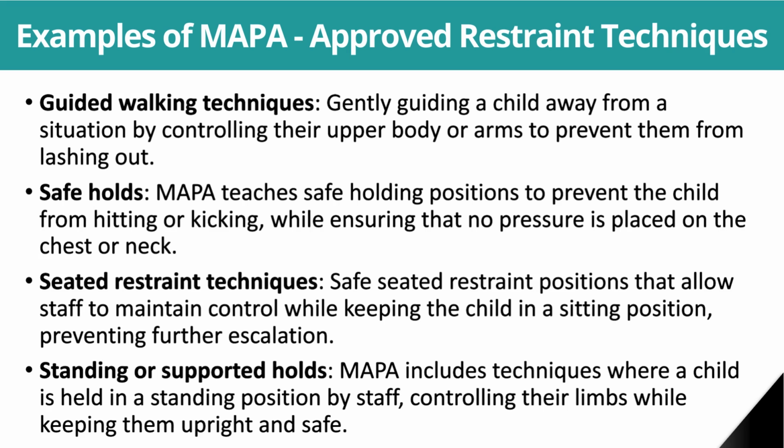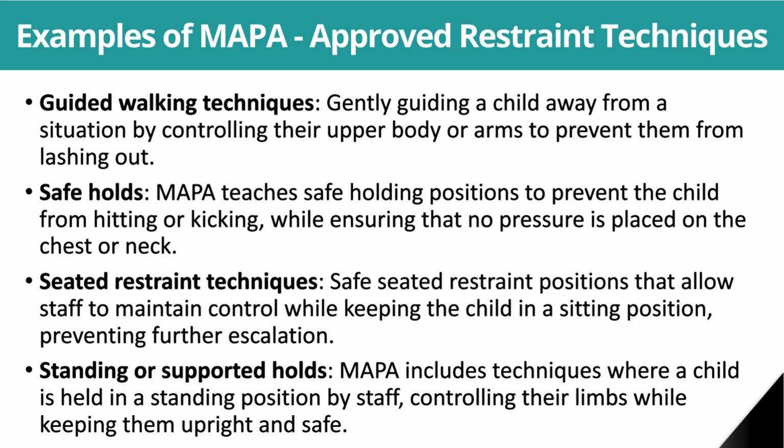Safe holds. In situations where the child is a threat to themselves or others, MAPA teaches safe holding positions. For instance, a staff member might secure a child's arms and hold them to the side or behind in a way that prevents the child from hitting or kicking, while ensuring that no pressure is placed on the chest or neck.